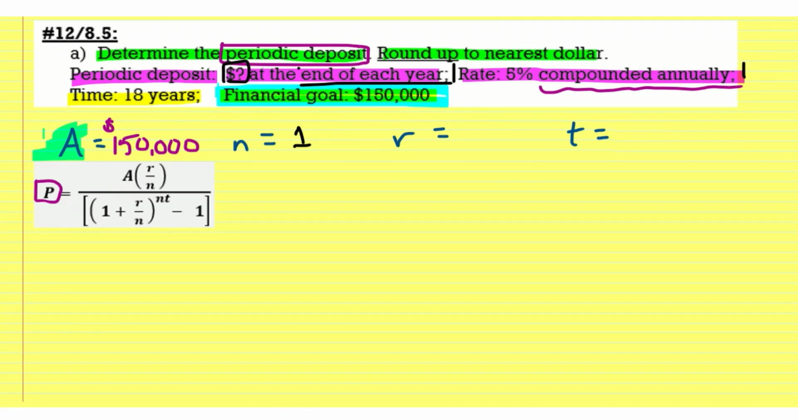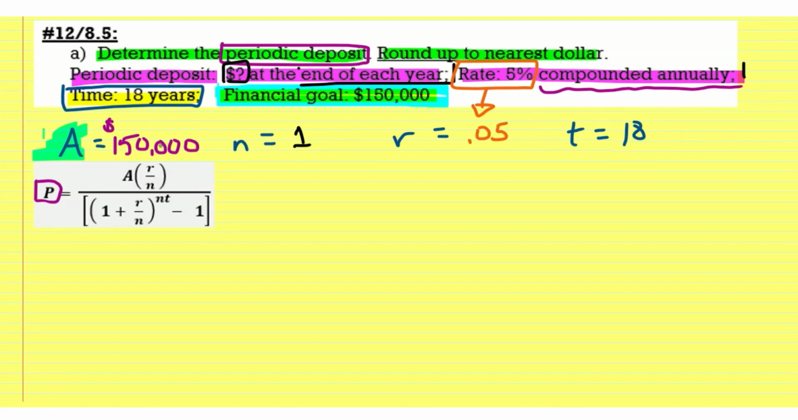Okay, we also need to find our rate. Well, it tells us that our rate is a 5% interest rate. So we're going to put that here, but we're going to convert it to a decimal. We'll divide that 5 by 100, and it will give me 0.05 as the interest rate that we will enter into our formula. Now we need to find our time. Well, our time is going to be 18 years. So we're wanting to save in 18 years, we want to save 150,000, but T is going to be 18.